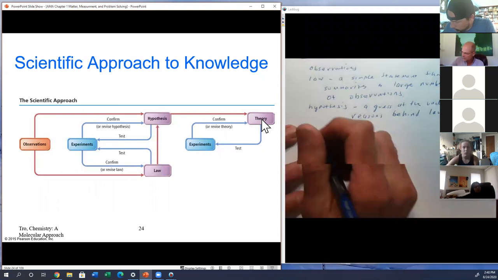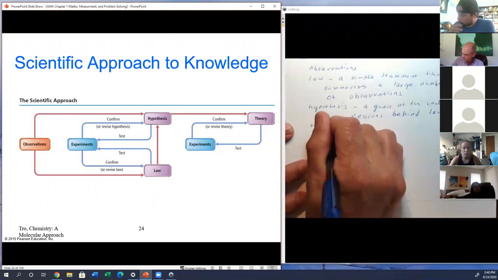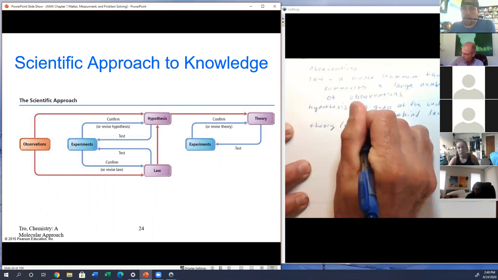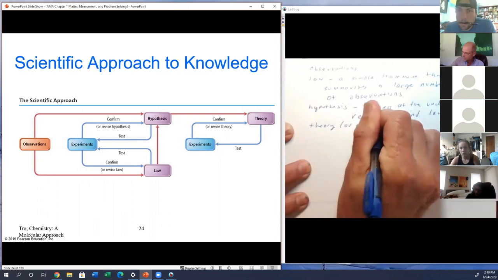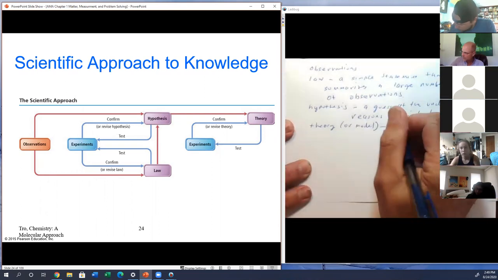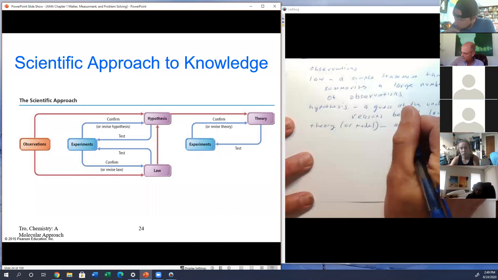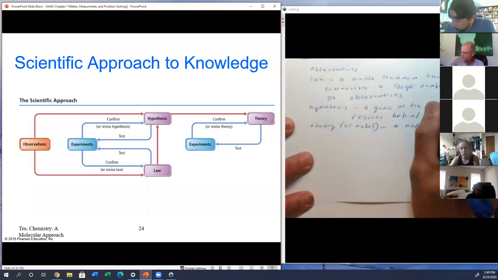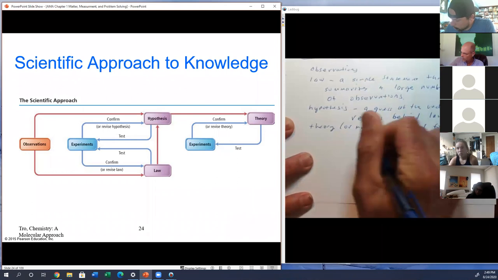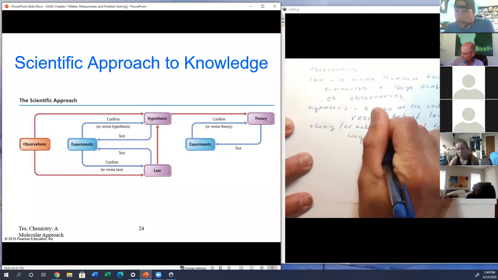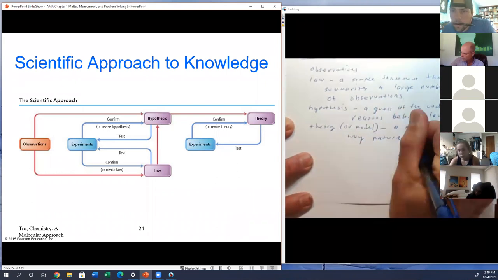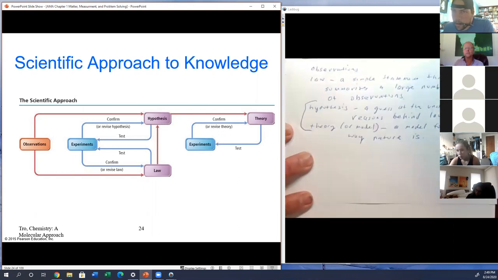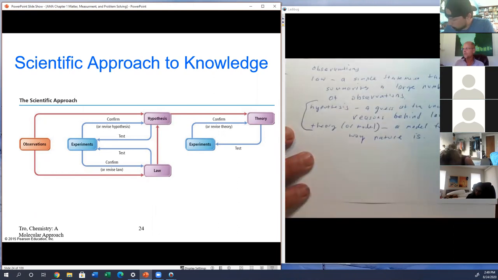A theory, which can also be called a model, is, and I'm going to use that same word to define it, unfortunately, a model for the way nature is. And these two are very closely related. A hypothesis and a theory are very closely related. So let me just give you an example.